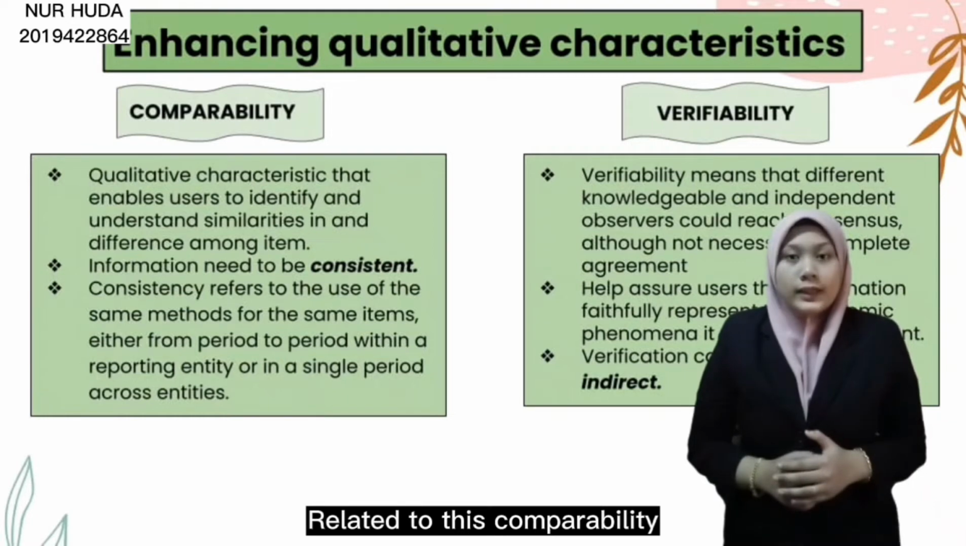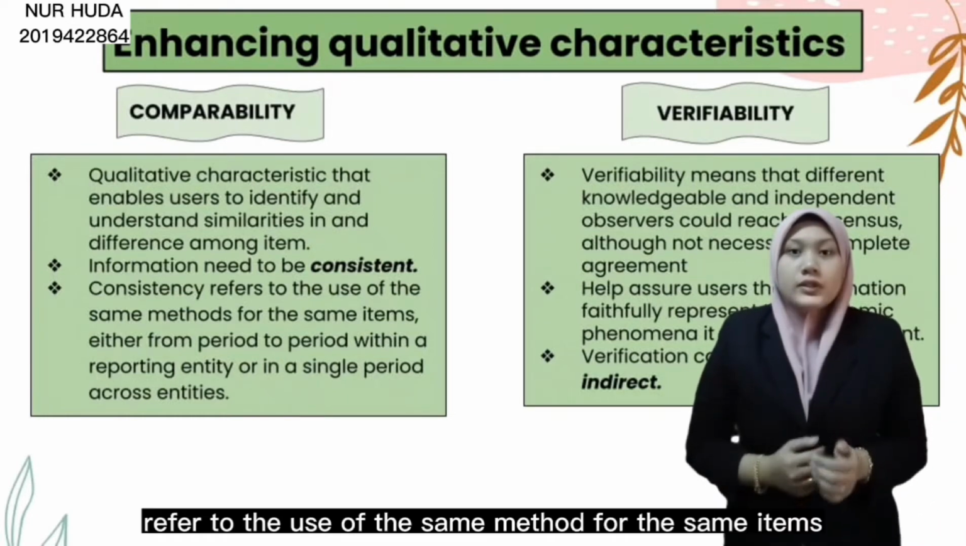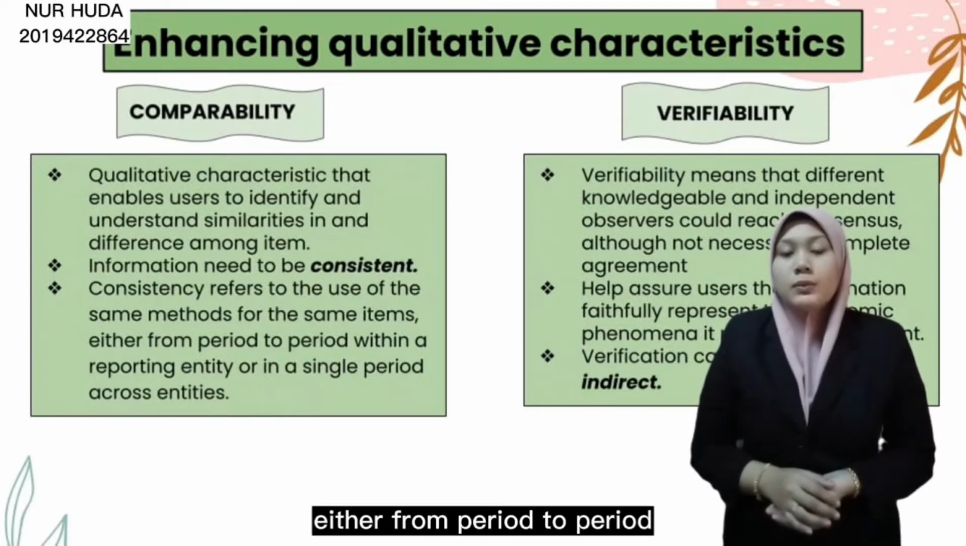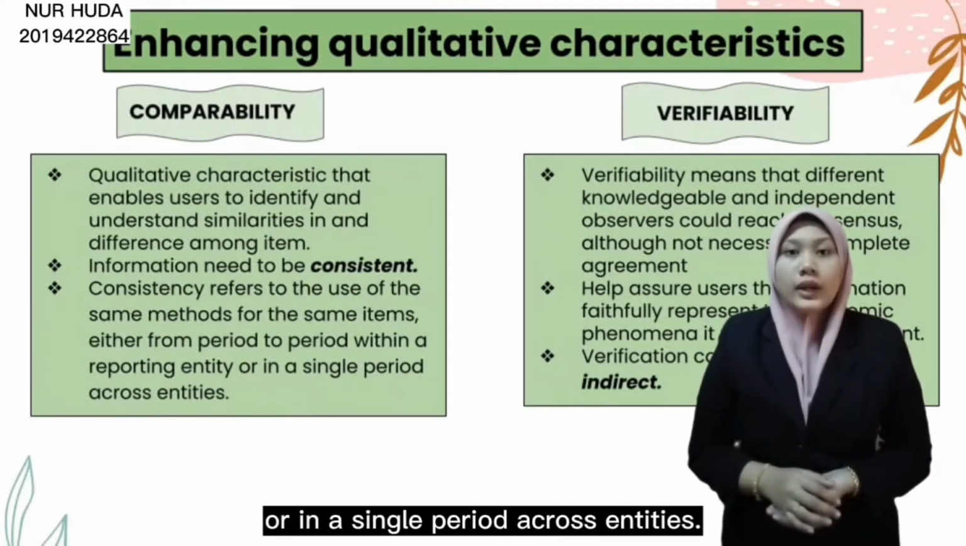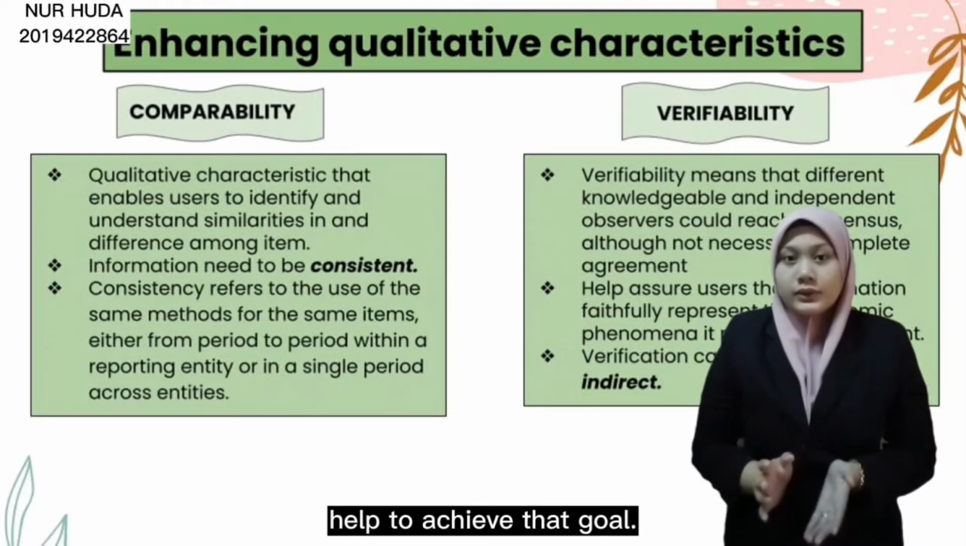Related to comparability, the information needs to be consistent. Consistency refers to the use of the same method for the same items, either from period to period within a reporting entity or in a single period across entities. Comparability is the goal. Consistency helps to achieve that goal.